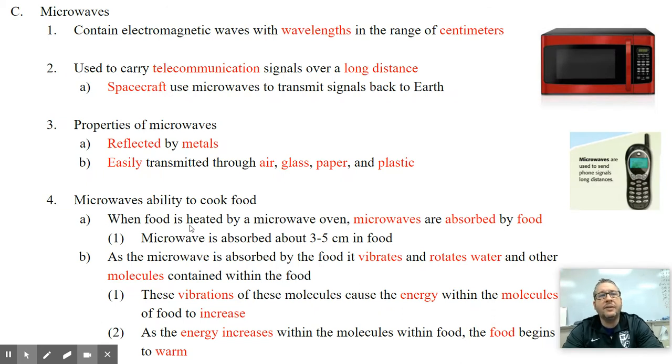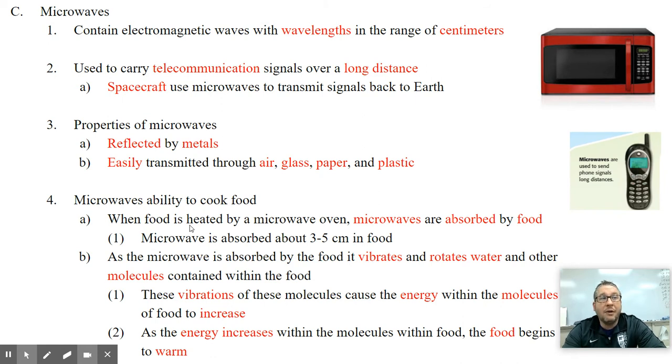Microwaves. This is how basically I cooked everything in college, almost up until I got married. Microwaves contain electromagnetic waves with wavelengths in the range of centimeters. So we're getting smaller and smaller in terms of wavelengths, but we're also therefore increasing our frequencies. Microwaves are used to carry telecommunication signals over a long distance. Spacecrafts, long distance telecommunications, they got to talk. They use microwaves to transmit signals back to Earth.